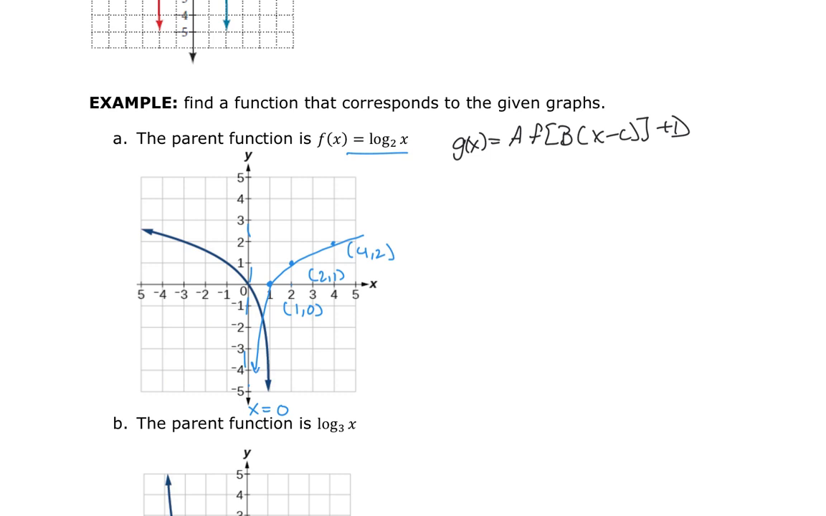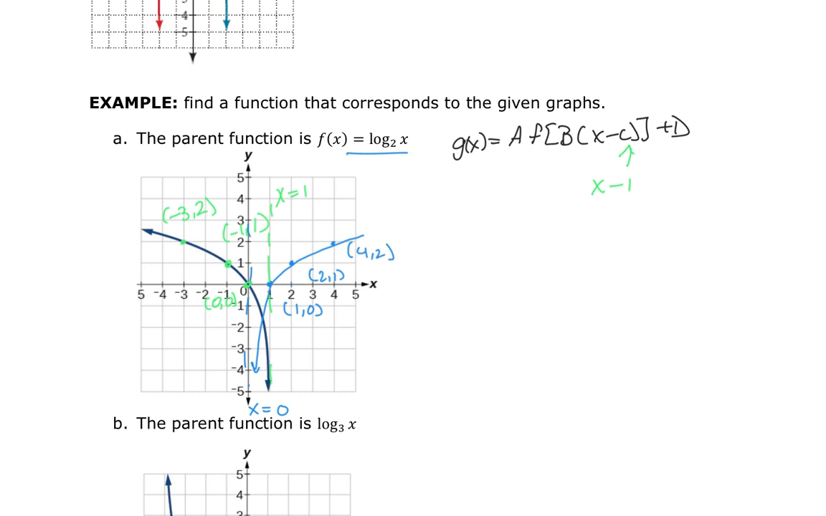Now this graph goes through 0, 0. I can tell that for sure. Just like it goes through -1, 1, and it goes through -3, 2. Now I can see that this vertical asymptote also has moved. So this is x equals 1. So I know inside I'm going to have x minus 1, and that's how I'm going to shift. It looks like it's reflected over the y-axis.